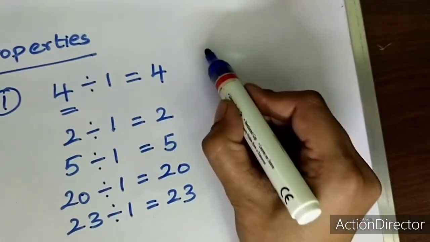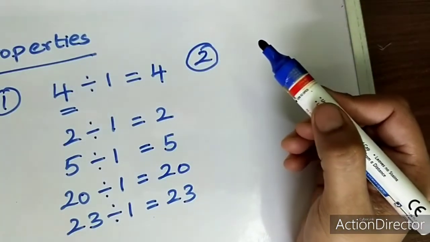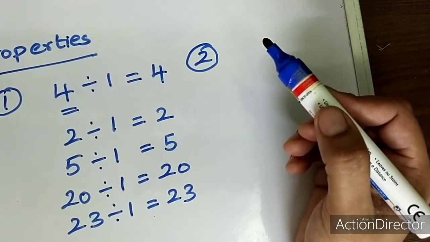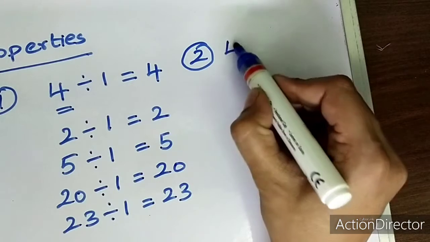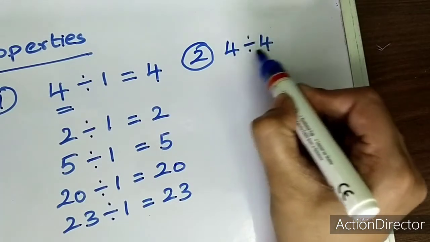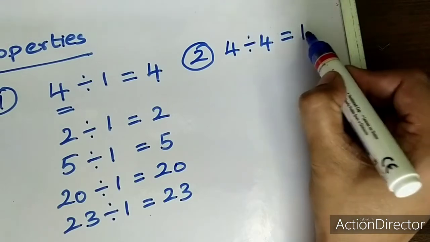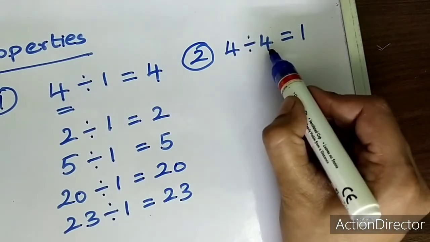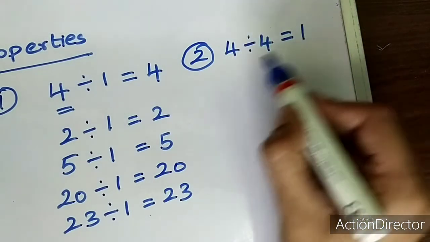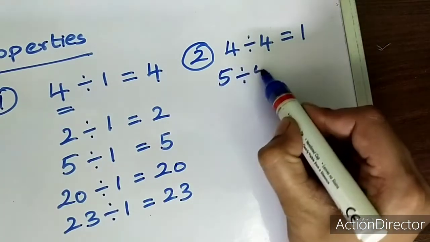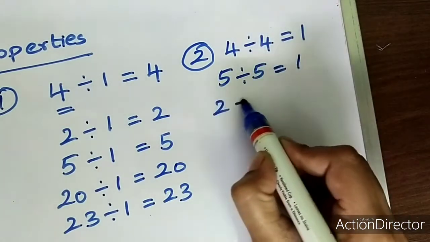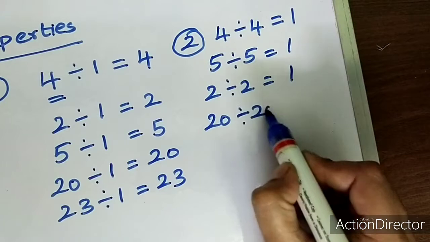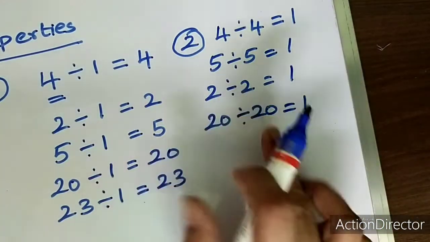And what is the second property? When a number is divided by itself, the quotient is 1. That is 4 divided by 4. What is 4 divided by 4? The answer is 1. A number divided by itself. So we are dividing 4 by 4. What is the quotient? The answer is 1. Similarly, 5 divided by 5 is 1, 2 divided by 2 is equal to 1, and 20 divided by 20 is equal to 1. So this is the second property.